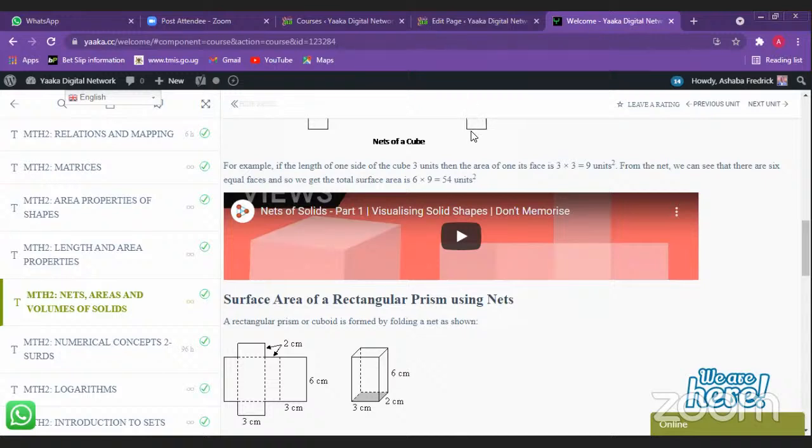Okay, the example: if the length of one of the sides of a cube is 3 units, then what is the area of one of its faces? Let us do that. So if one of the sides, S, is equal to 3 units, we are going to first get the area of one face.